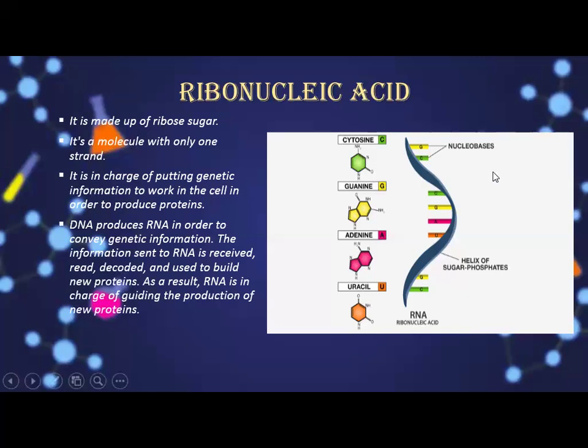Here you can see in this structure, this is only a single strand, and these colored rectangles are representing the different nucleotides. See, green is for cytosine, yellow is for guanine, pink is for adenine, and orange is for uracil.